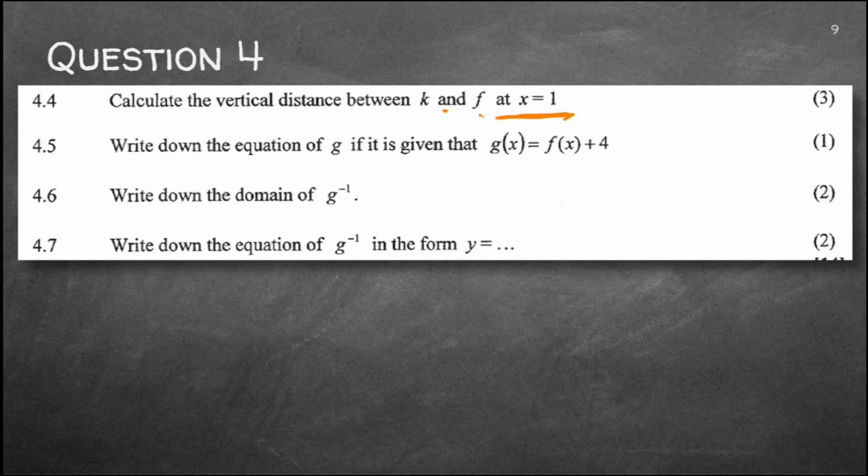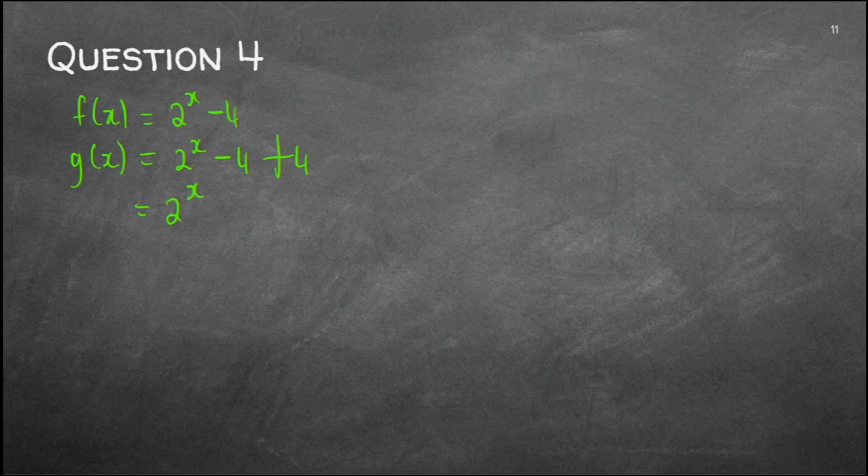Next question. Write down the equation for g. If it's given that g(x) is f(x) plus 4, what does that plus 4 mean? It means the whole function is moved 4 units up. So I do know that f(x) is equal to 2 to the power of x minus 4, which then means that g(x) is equal to 2 to the power of x minus 4 plus 4. So it's simply 2 to the power of x. And that would be 4.5. Let's quickly check.